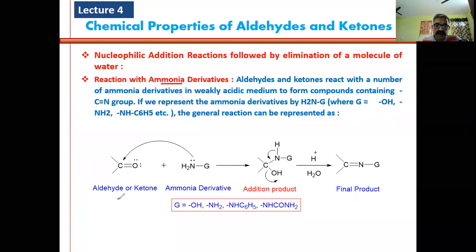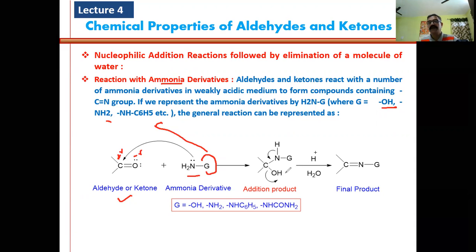So we take the carbonyl compound and treat it with an ammonia derivative, NH2G. What is G? G may be OH, hydroxylamine; NH2, hydrazine; NHC6H5, phenyl hydrazine. G is a group like this, given here. NH2 will attack the carbonyl carbon. Why? Because it is carrying a partial positive charge and oxygen is carrying a partial negative charge.